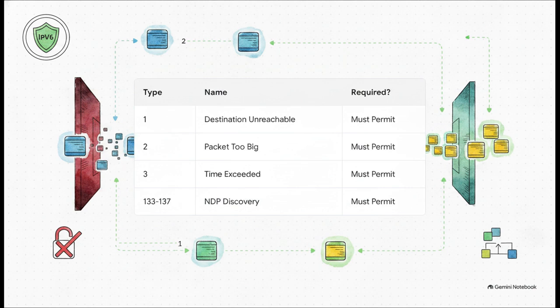Consider this your new firewall rulebook. You absolutely, undeniably must permit Type 1, Type 2 for that MTU discovery we just talked about, Type 3, and Types 133 through 137. If you block these, you aren't actually securing your network at all. You're just actively breaking the neighbor discovery protocol, ruining address resolution, and stopping large packet routing. So, the golden rule here? Never, ever block ICMPv6 entirely.